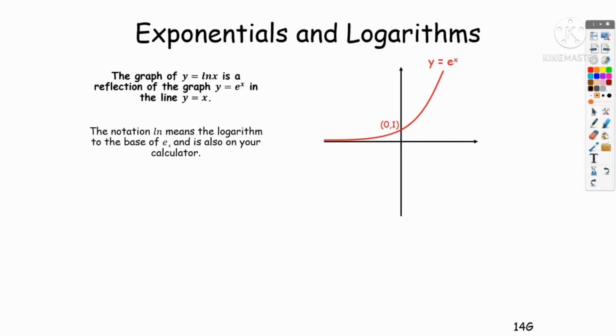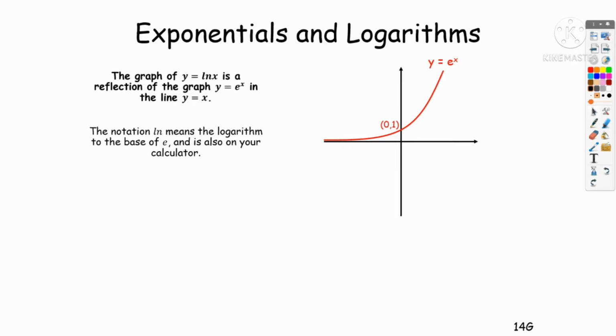Let's go. So the graph of y equals the natural log of x is a reflection of the graph y equals e to the x in the line y equals x, which means whatever y is, x also is. Okay? So the notation ln means the log of base e.